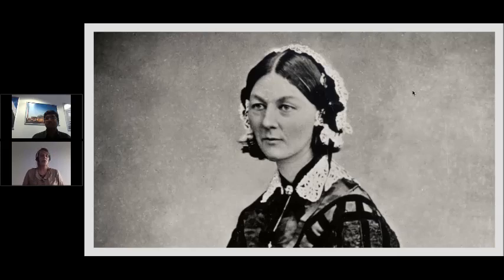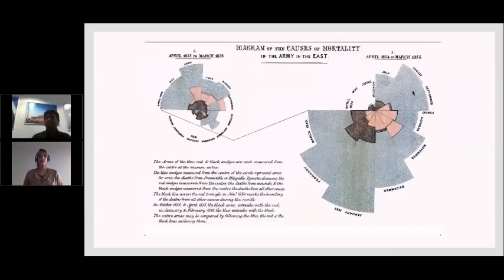You may know her as a nurse in the Crimean War, and she's one of the people who really brought healthcare to another level. But she was also an infographic maker, and this is one of the infographic charts she made. It's actually a rose diagram. It has the form of two roses, two flowers with petals. And what you see here is she tried to show the causes of death in the Crimean War.